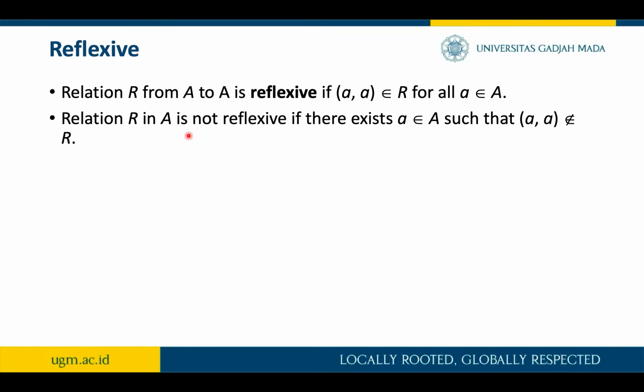Relation R in A is not reflexive if there exists an element a in A such that (a, a) is not an element of R. It means that there is at least one element which is not related to itself.